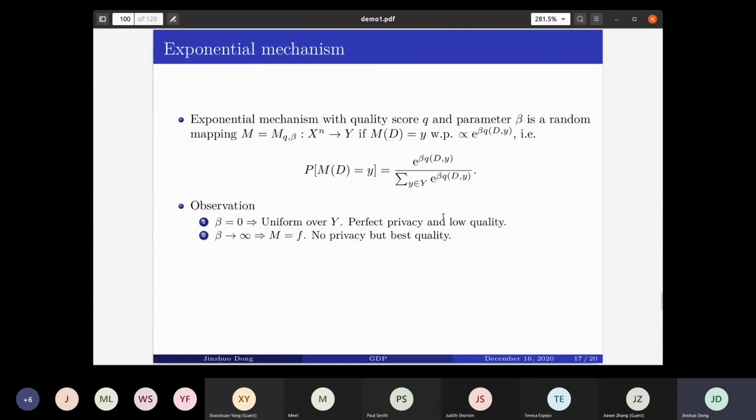When beta goes to infinity, it's kind of easy to observe that this probability mass is going to concentrate on the maximizer in Y. Okay, so we already see that f is the maximizer. So M is going to be the maximizer, the mode. There's no randomness, so there's no privacy, but we have the best quality possible because what we want to compute is M. So a finite beta interpolates between these two cases.